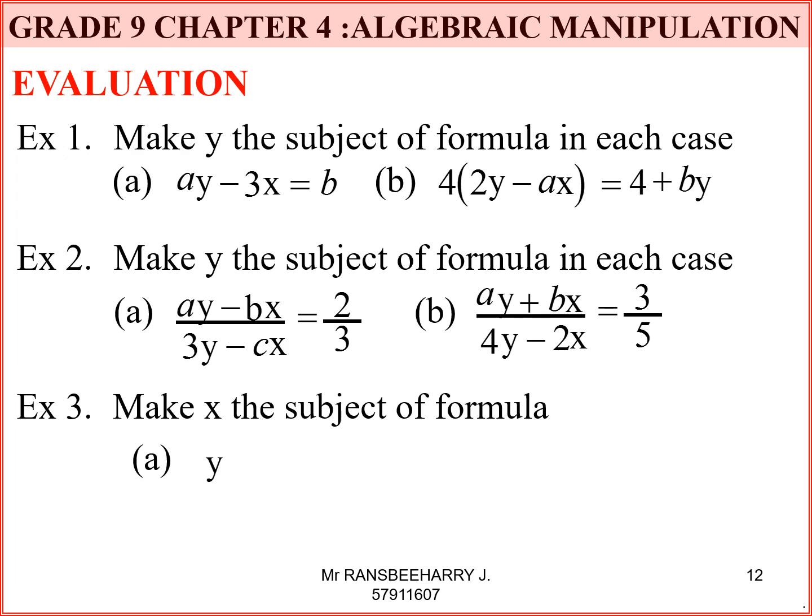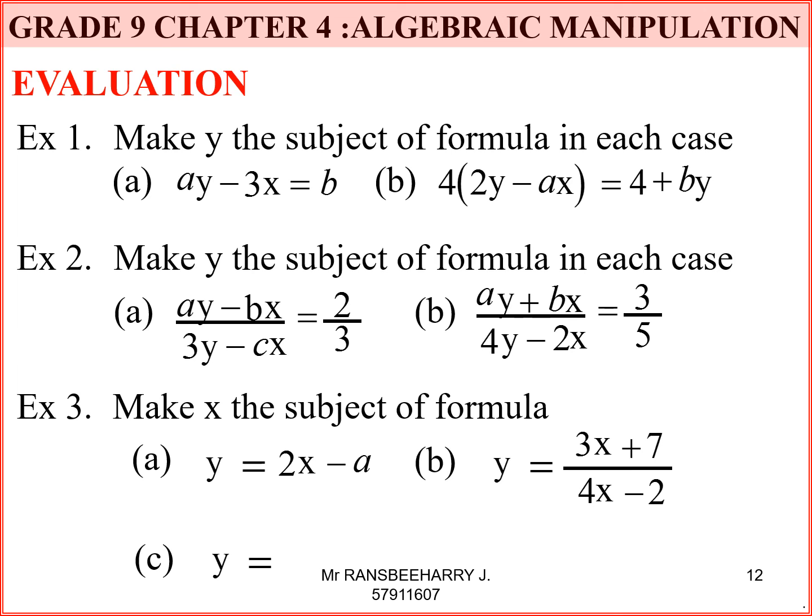Example 3. Make x the subject of formula. Part A, y is equal to 2x minus a. Part B, y is equal to 3x plus 7 divided by 4x minus 2. Part C, y is equal to square root of 4x minus a.